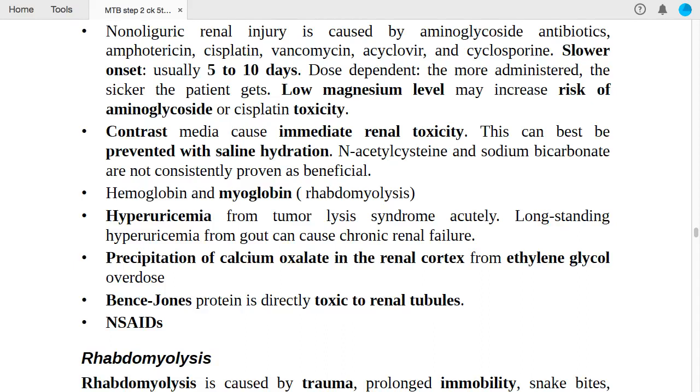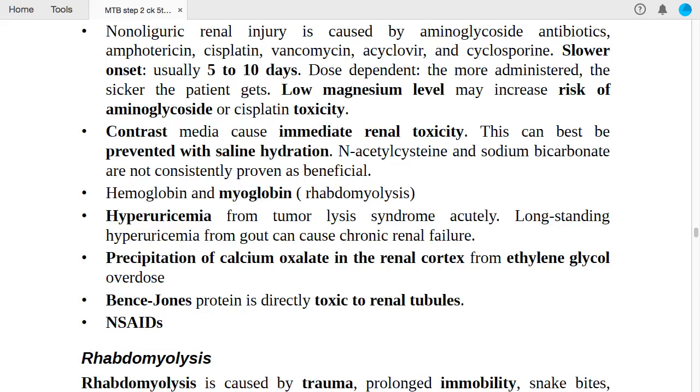N-acetylcysteine and sodium bicarb are not consistently proven as beneficial. Although in routine clinical practice we use these, from the theory point of view we are only going to choose the hydration option. Then we have hemoglobin and myoglobin, that is rhabdomyolysis. That's an important thing we are going to see here. Hyperuricemia from tumor lysis syndrome acutely, and long-standing hyperuricemia from gout can cause chronic renal failure.